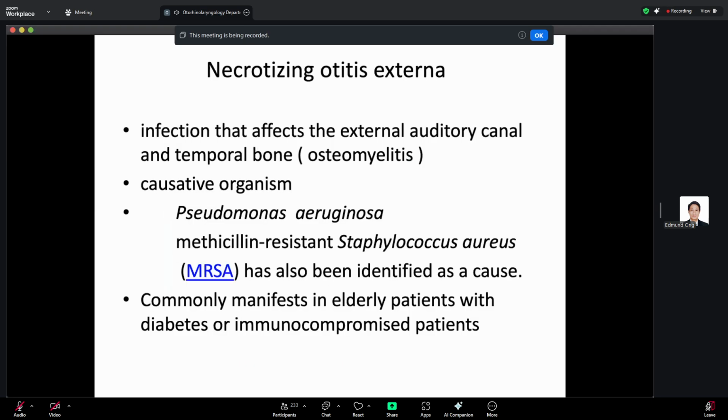So necrotizing otitis externa is an infection of the external auditory canal, and it can involve the temporal bone. Osteomyelitis is a result of the infection, and it's very difficult to treat once the patient has osteomyelitis. Usually the causative organism, like I've said earlier, is Pseudomonas, and it is also possible to have methicillin-resistant Staph aureus. It is commonly seen in elderly, diabetic, or immunocompromised patients. Next slide.